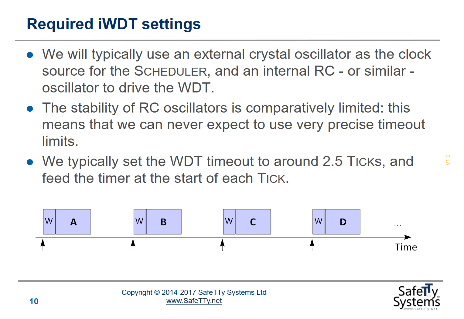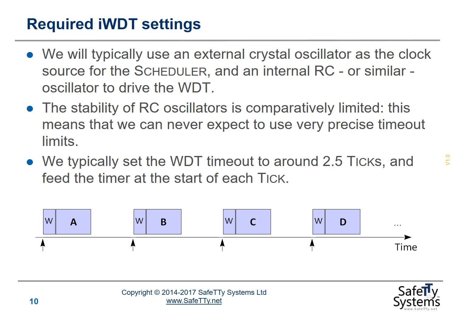So we will typically use an external crystal oscillator as the clock source for the scheduler, and an internal RC or similar oscillator to drive the watchdog timer. The stability of RC oscillators is comparatively limited. This means that we can never expect to use very precise timeout limits.